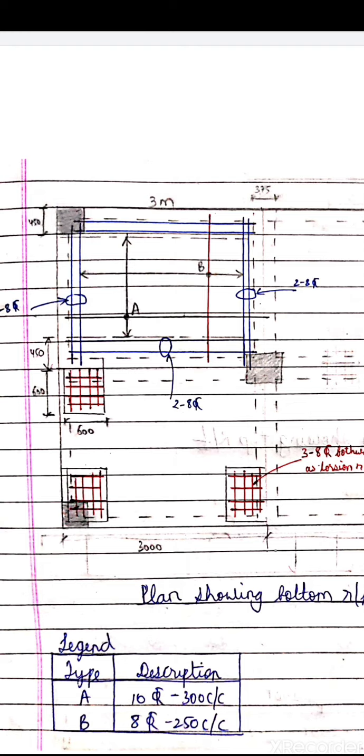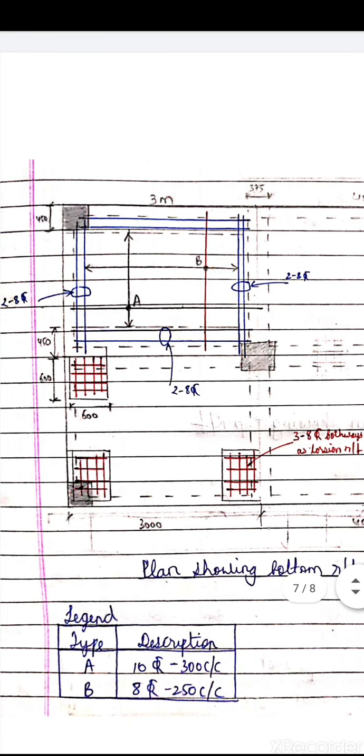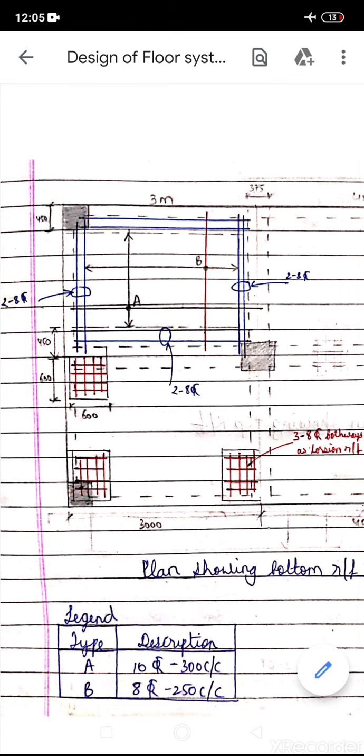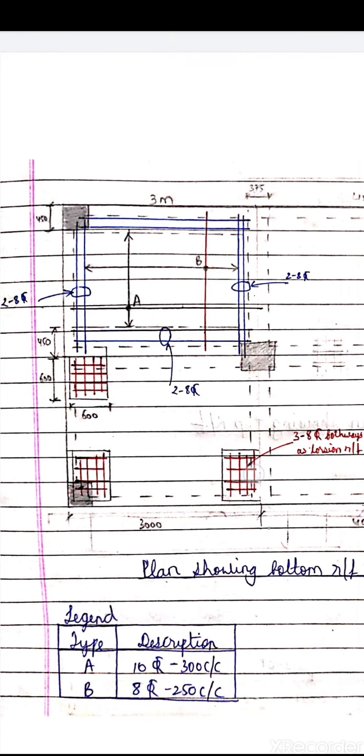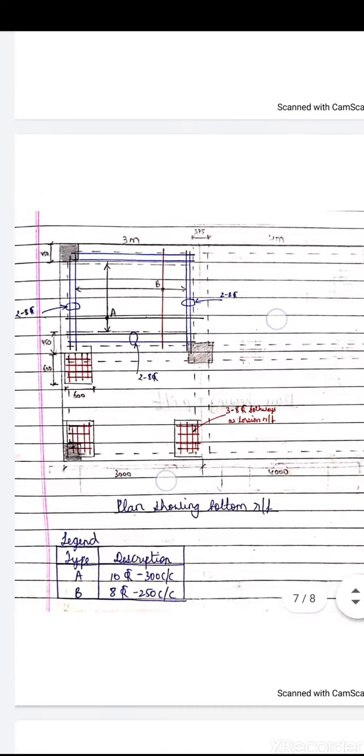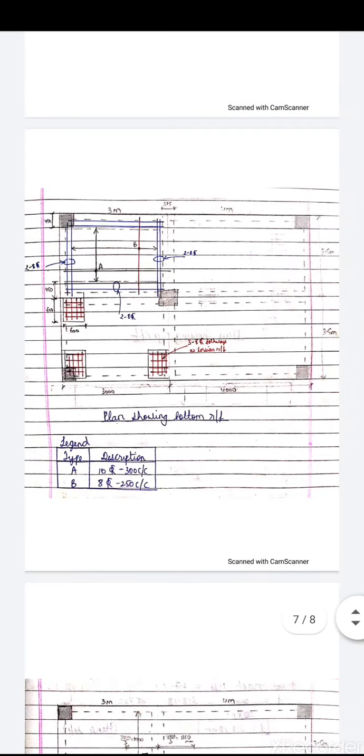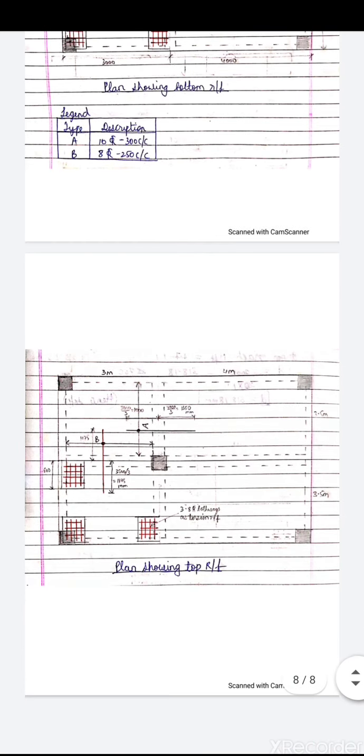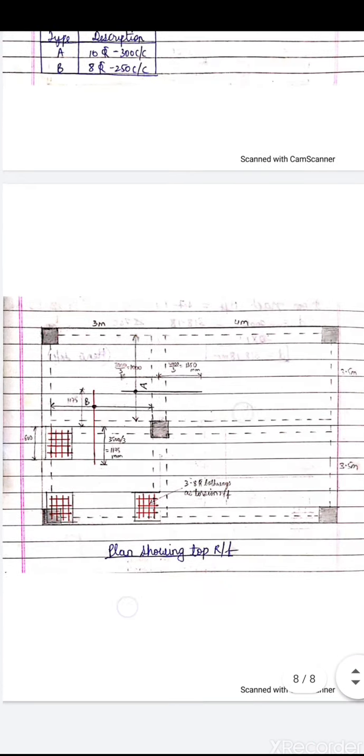So this is how you have to provide the steel along the short span in the middle strip. I hope this is clear. This was your edge strip, this is your middle strip, and this is your torsional reinforcement. Okay, so this was your plan showing the bottom reinforcement. Let us see now the top reinforcement plan showing the top reinforcement.